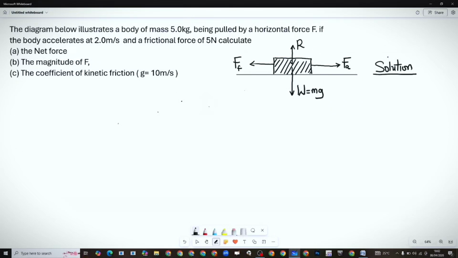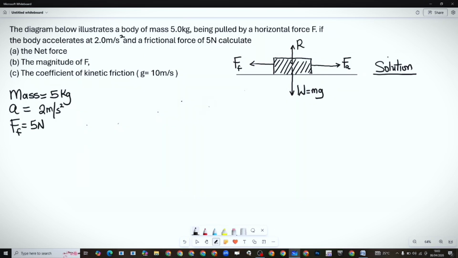All right, so let's look at this question. It says the diagram below illustrates a body of mass 5 kilograms. So we have a mass here, a mass of 5 kilograms being pulled by a horizontal force F. If the body accelerates, we have the acceleration here, the acceleration as 2 meters per second squared. And the frictional force. So they gave us the frictional force of 5 newtons.